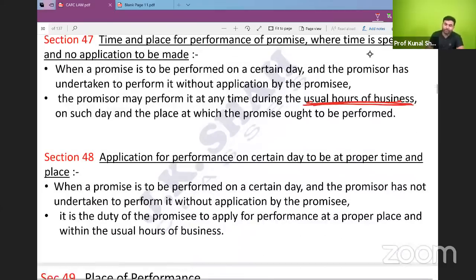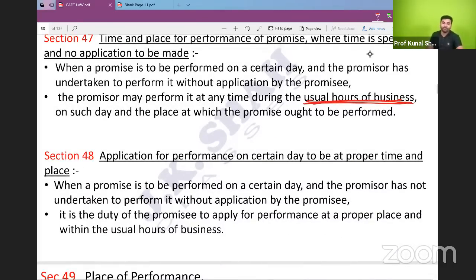Last, section number 48. Section number 48 says that inside the contract it has been specified that the promisor will perform only when the promisee demands. So unless and until the promisee demands performance, the promisor won't perform. So now it is the duty of the promisee to demand performance. The moment the promisee demands, then only the promisor will perform.